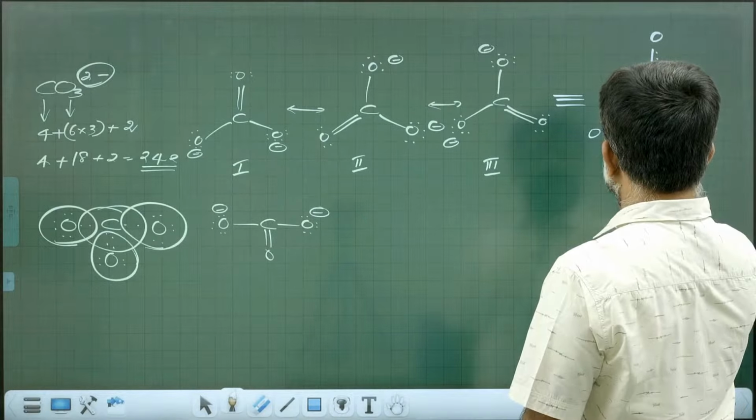I repeat, this is the neutral oxygen atom, and this is the oxide ion. Imagine there is one bond, it will be O minus. Imagine there are two bonds, neutral. Imagine there are three bonds, it will be plus, and if the three bonds are like this, it will still be plus.